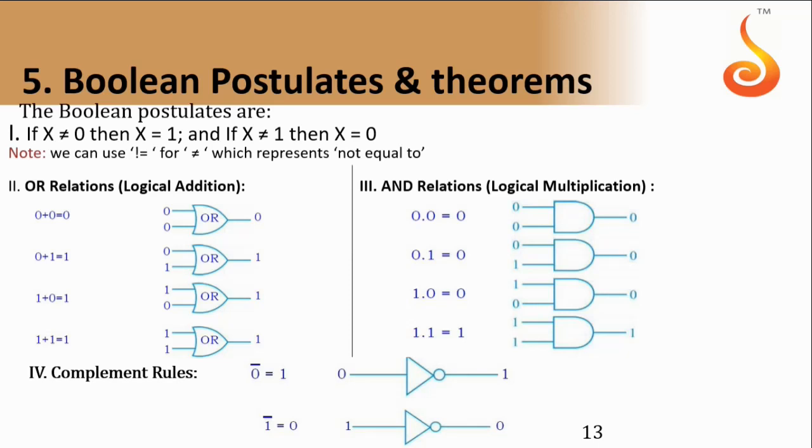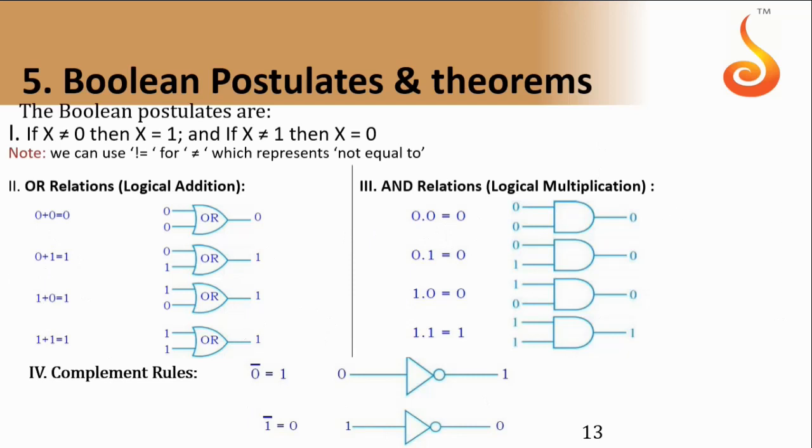The properties of these 3 basic functions are given here. You can see here the properties of these are given here on the slide, and these are called Boolean postulates. Okay, these are called Boolean postulates. The properties of the 3 basic logical functions are given over here. You can see or functions, or and complement rules, or I can say not. This is a not gate, this is an or, and this is an and.